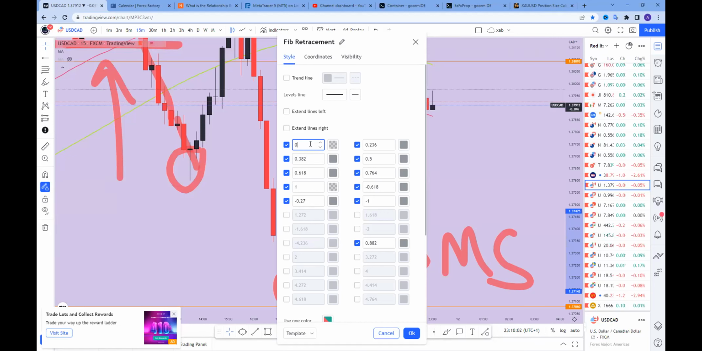Good. So level 0 is the first TP. Level minus 0.27 is the TP2. Minus 0.618 is the TP3. And minus 1 is the TP4. Do you get it? Minus 1 is the TP4, which is my final take profit most times.